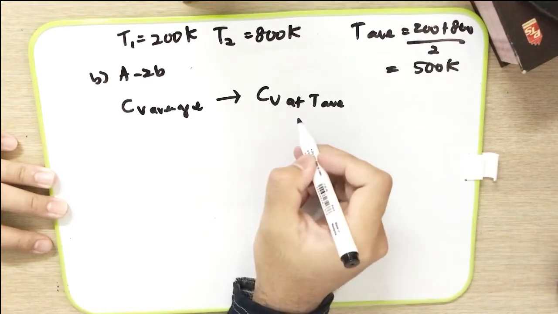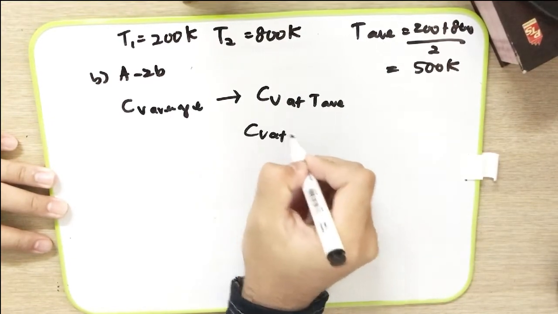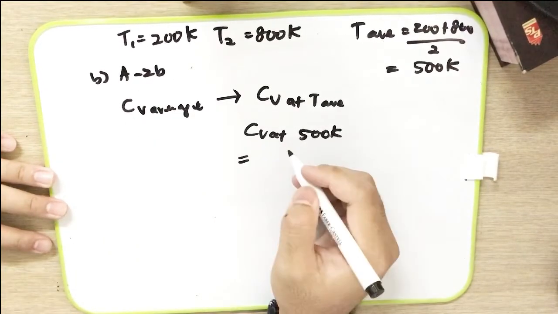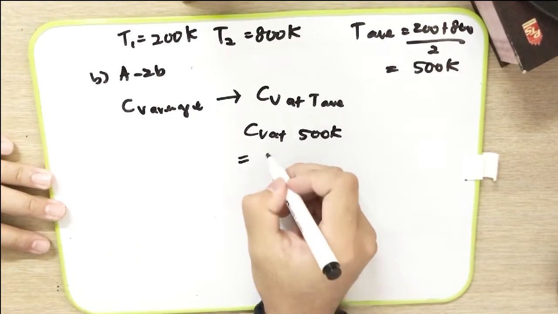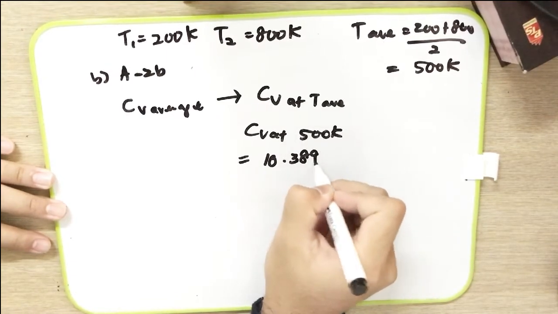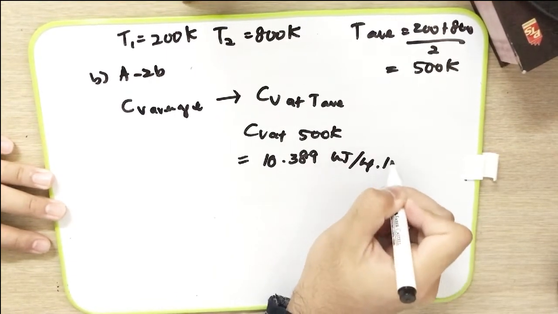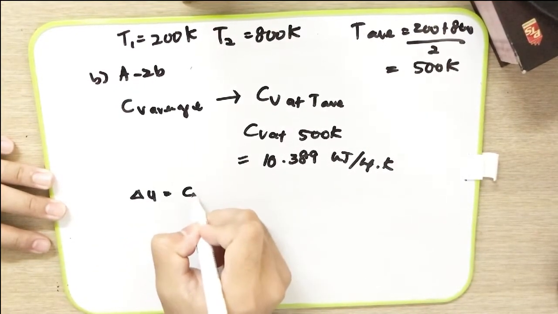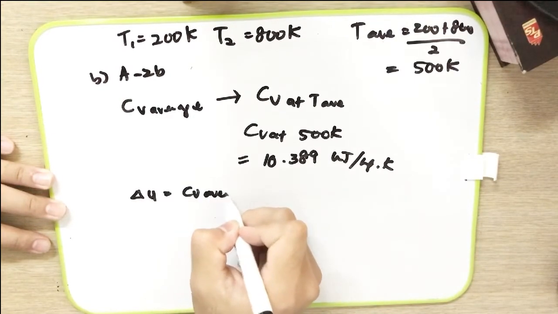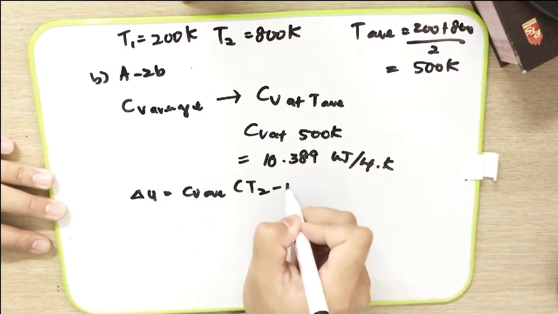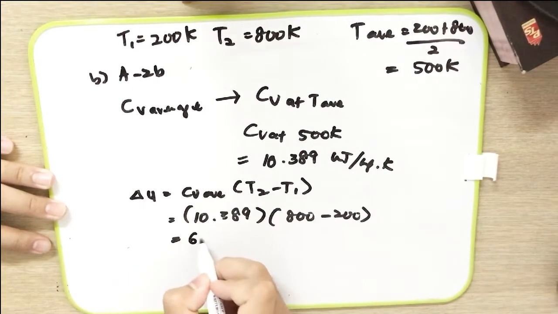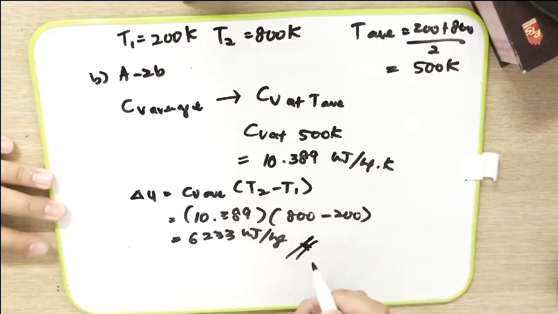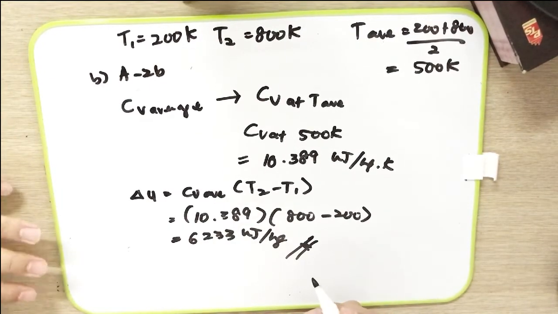So you need to find the Cv at 500 Kelvin from table A-2B. So we found that the Cv at 500 Kelvin is equal to 10.389 kilojoule per kg Kelvin. So we just directly calculate the delta U is equal to Cv average times T2 minus T1. We will get 6233 kilojoule per kg. So that is how we use table A-2B.